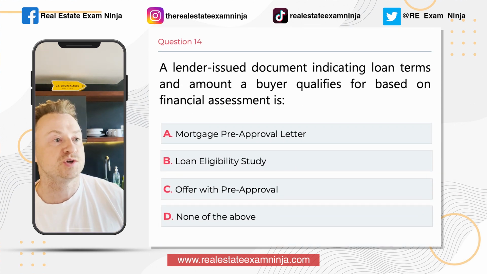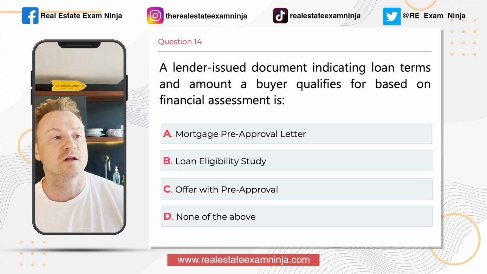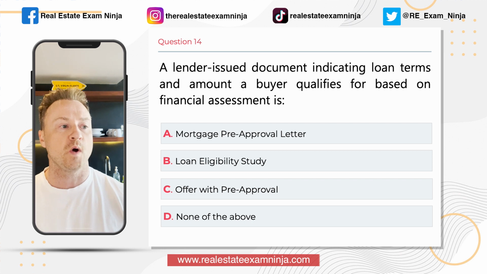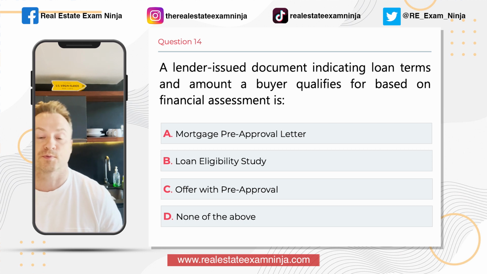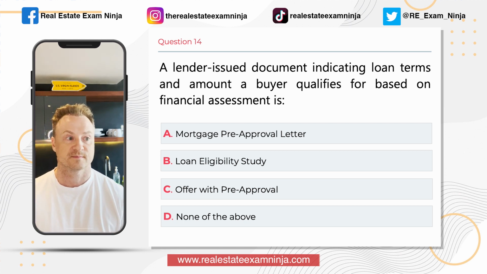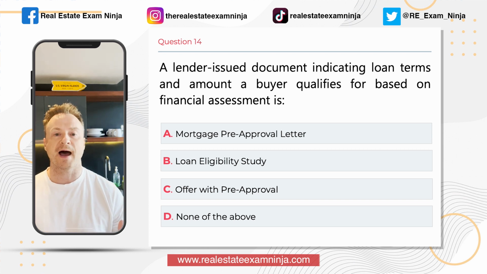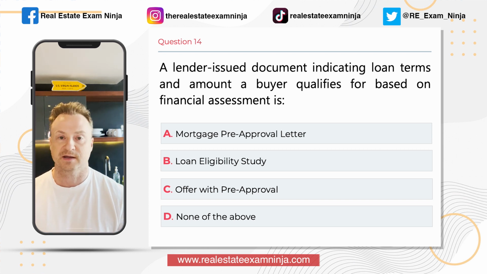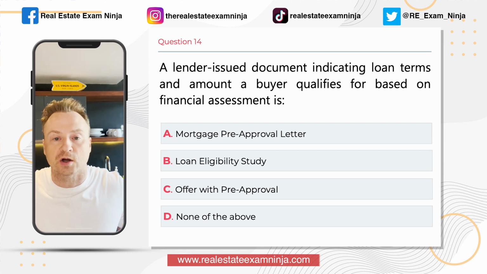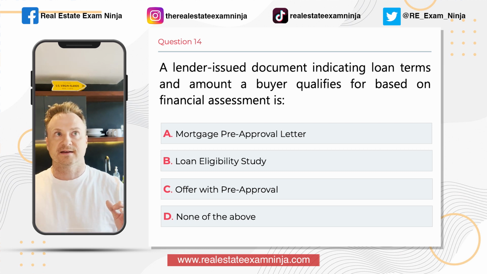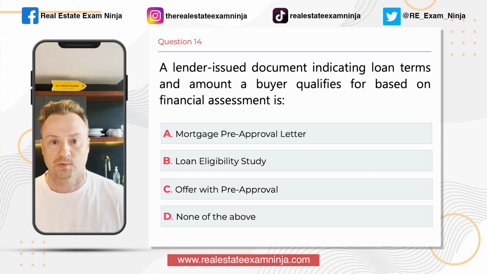A lender-issued document indicating loan terms and amount a buyer qualifies for, based on the financial assessment, is called what? So remember the letter that you get to prove that you're ready to buy? What's that called? A pre-approval letter. So this lets buyers know that you're not wasting their time, because what happens sometimes is, let's say I've got a $1 million home for sale, and you make $20,000 a year. I don't know what you make. You just bear with me.